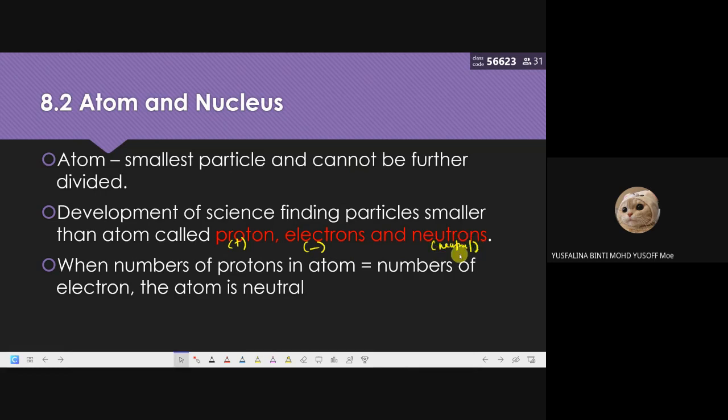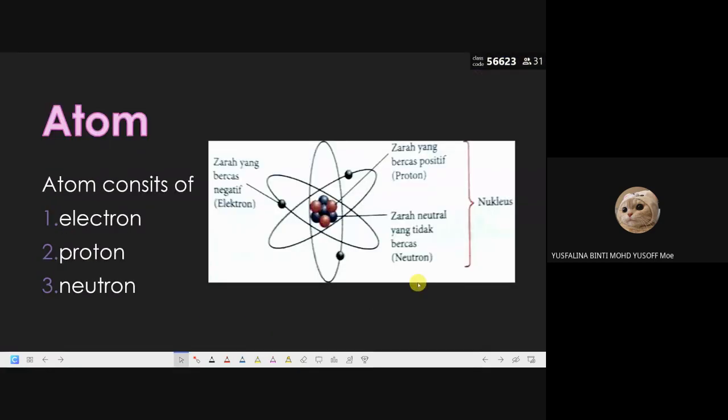When the number of protons in an atom is equal to the number of electrons, the atom is neutral. Let's say I have 16 protons and 16 electrons, so we call the atom neutral. The number of protons and electrons must be the same, so we call that atom neutral. So the atom consists of electron, proton and neutron.